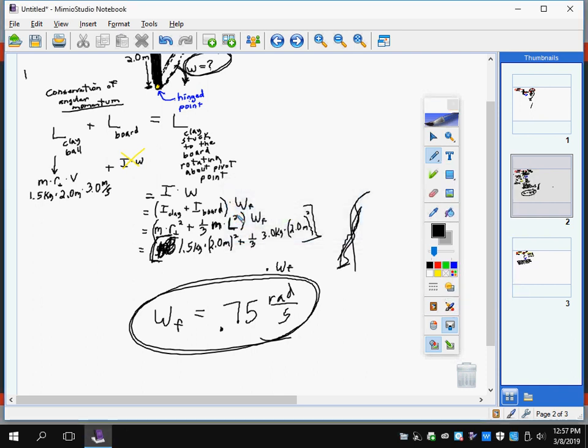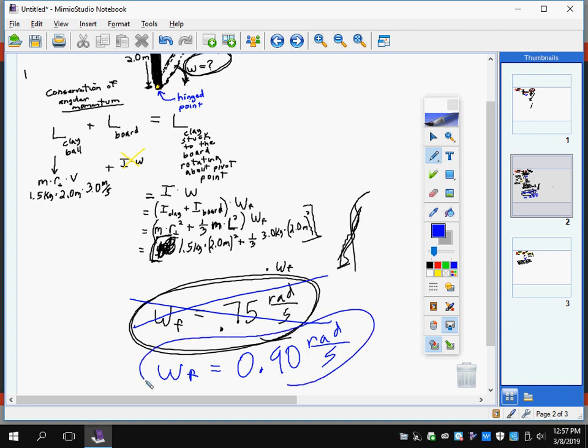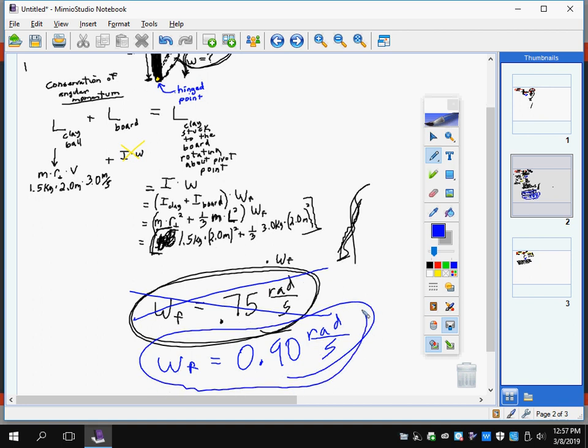Okay, so correction on the answer. This answer here, the final angular velocity comes out to be 0.90 radians per second. All this was still correct right here. It was just a big calculation.